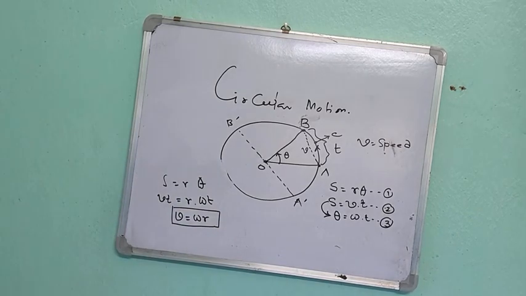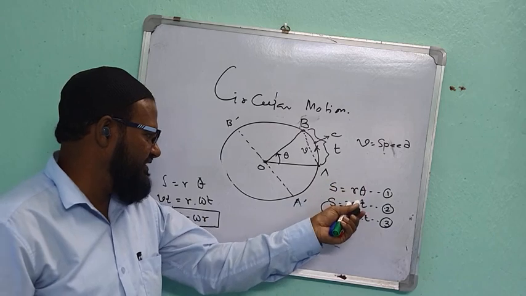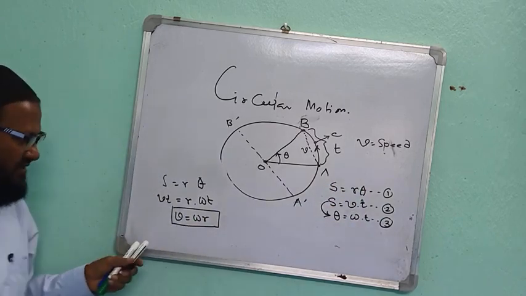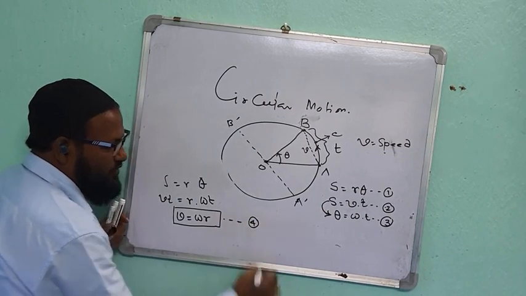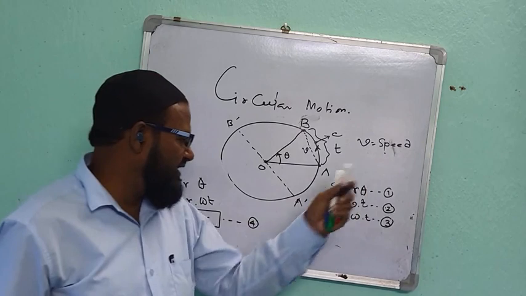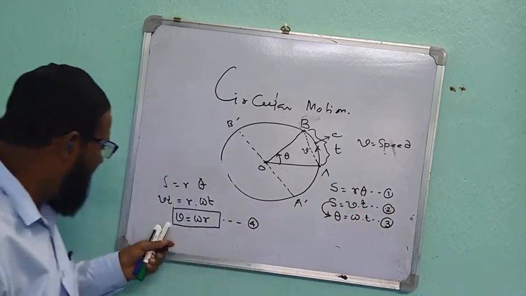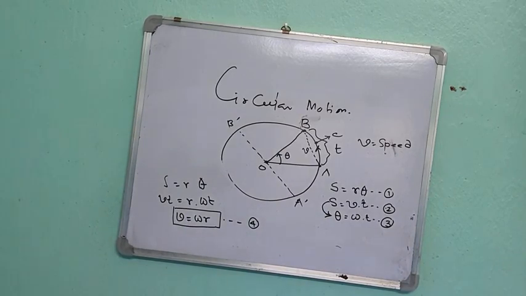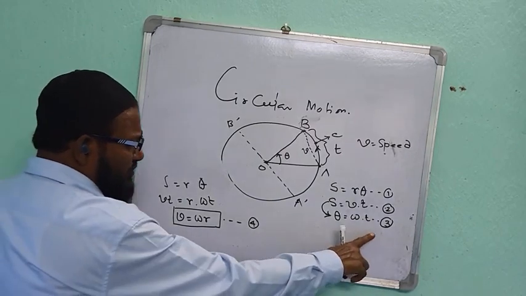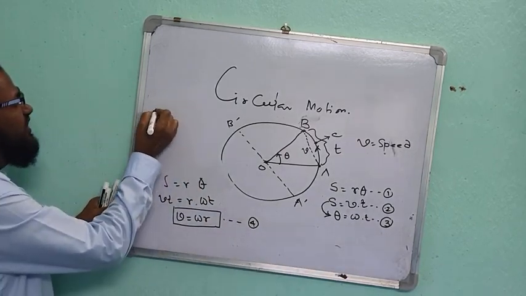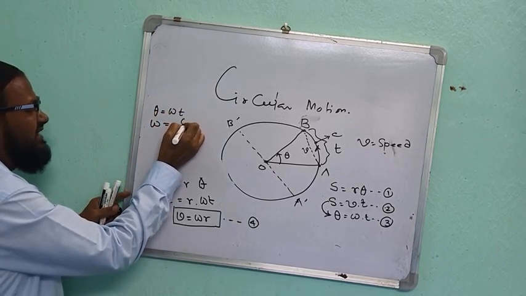This is the first equation, the second, the third, and this is the fourth equation in case of circular motion: S equal to R theta, S equal to Vt, theta equal to omega t, and V equal to omega R. What is omega? Please see here. From theta equal to omega t, omega equals theta by t.